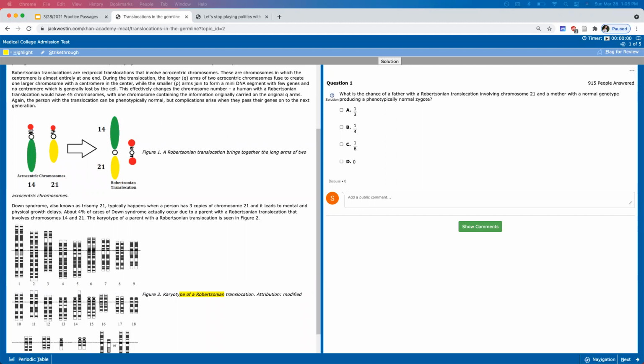According to Jack Wexton, they actually draw out the diagram when you click the solution. Sorry, what? When you click the solution, the answer. Okay, oh, it draws it out. Okay, let me do that then.